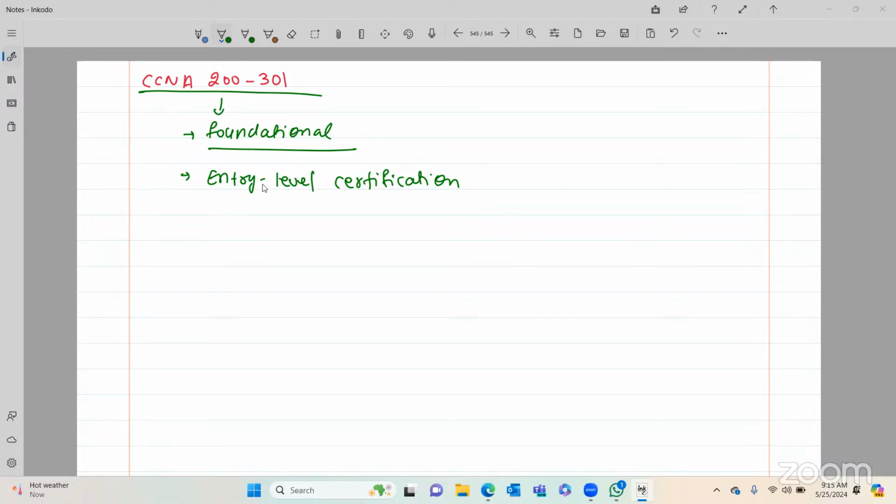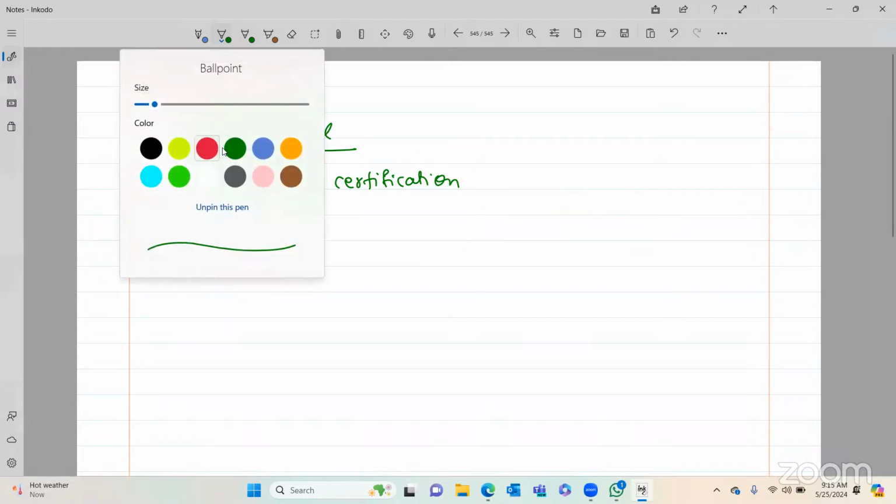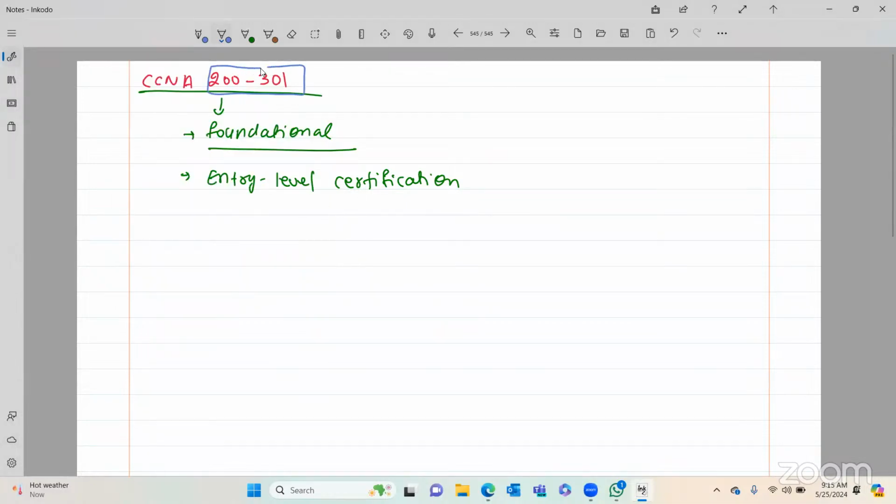What is this CCNA 200-301 first of all? So basically, the CCNA 200-301 is the exam code. And the certification is offered by an organization known as Cisco. That's why CCNA stands for Cisco Certified Network Associate, right? Means that someone who is Cisco certified and associate level certification.